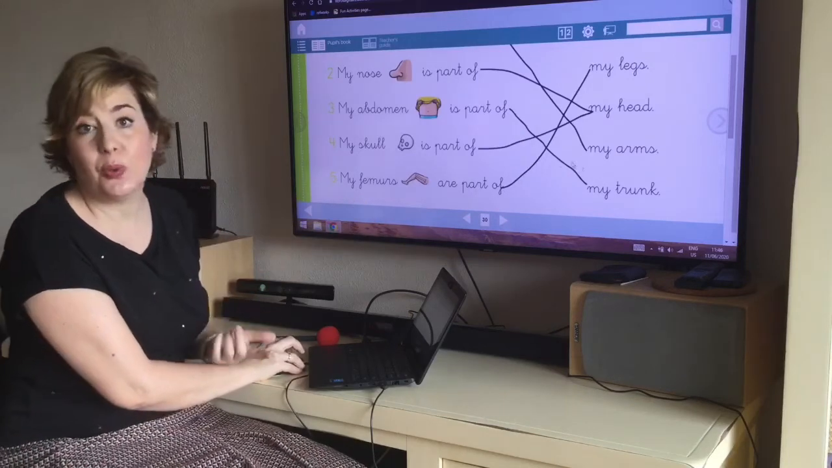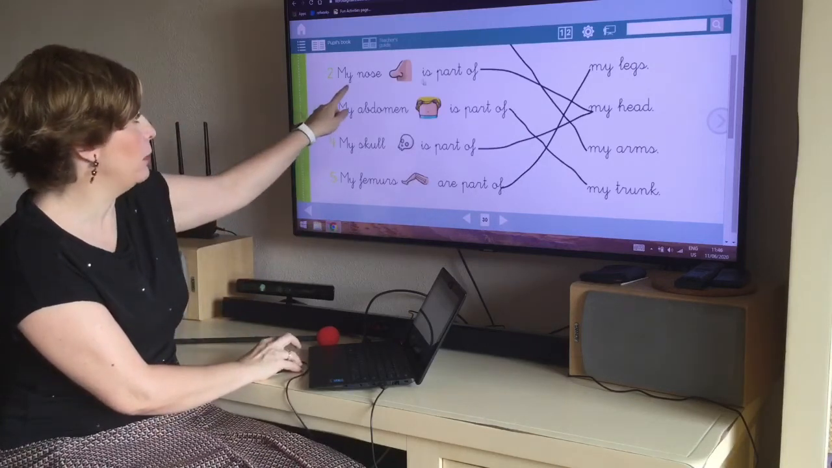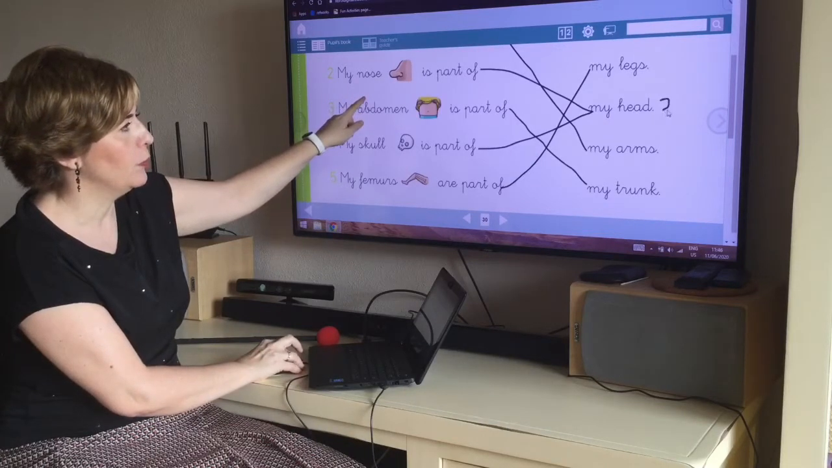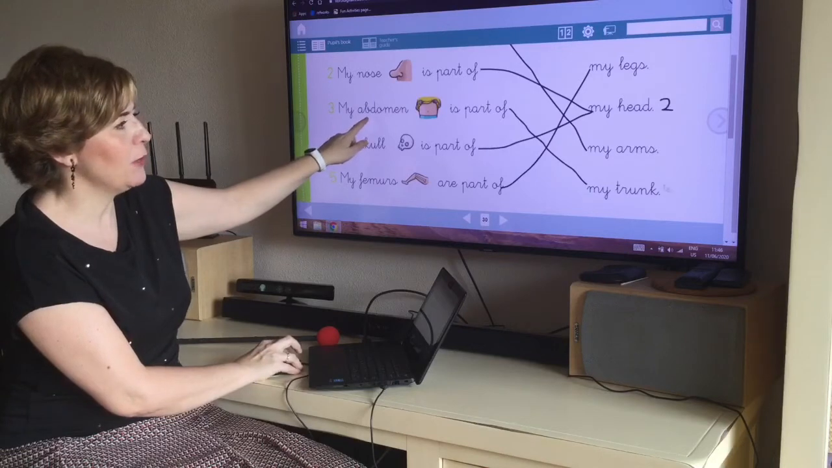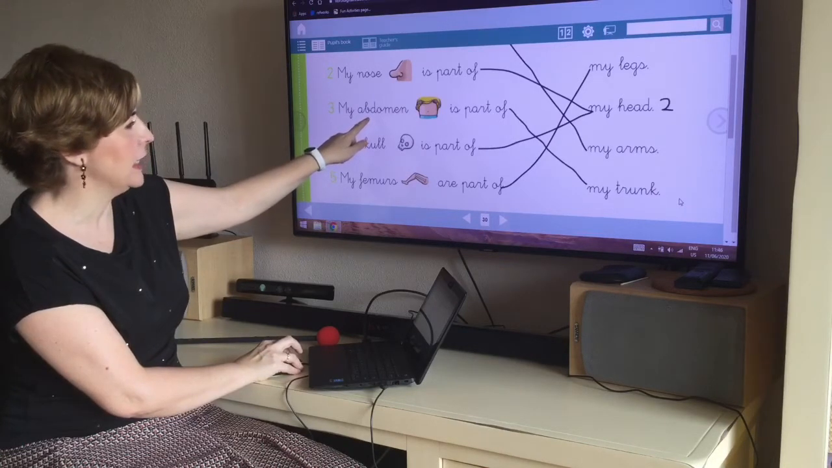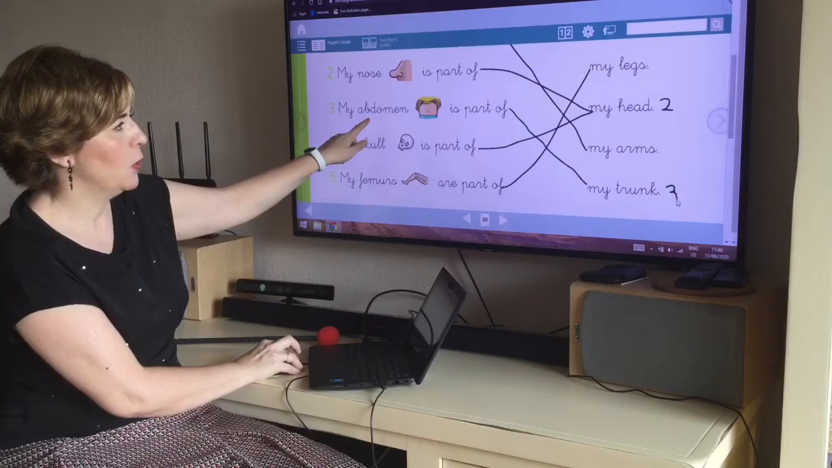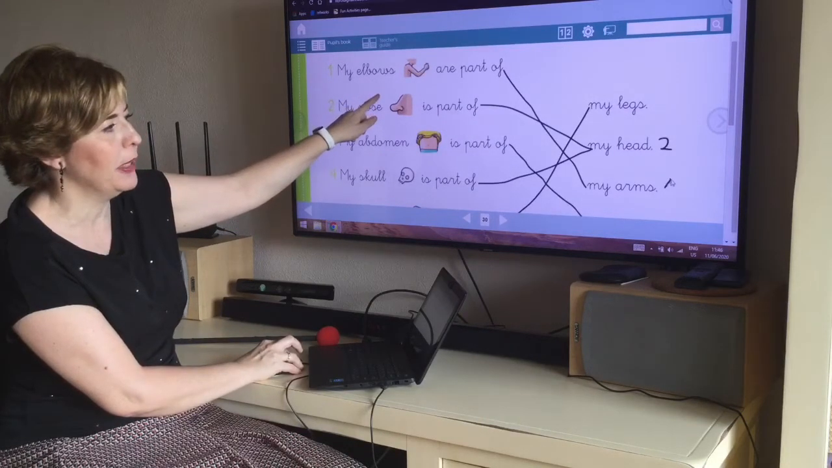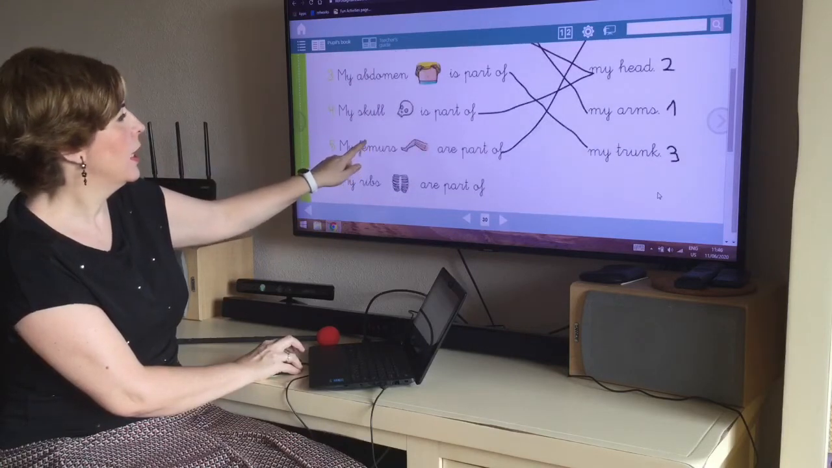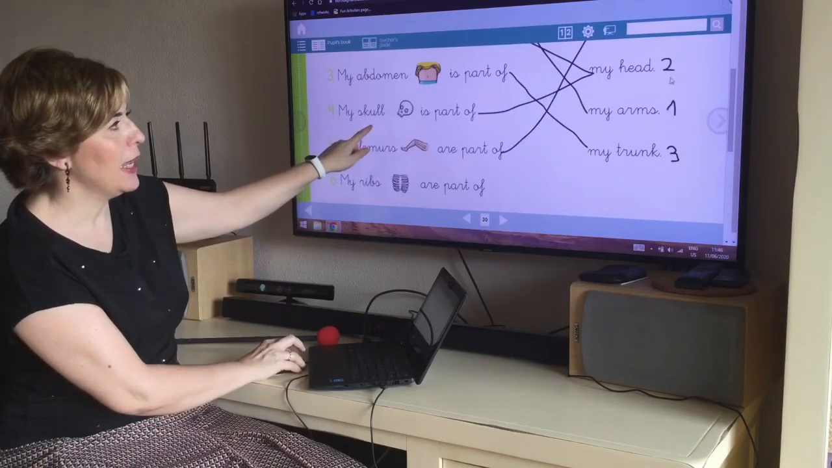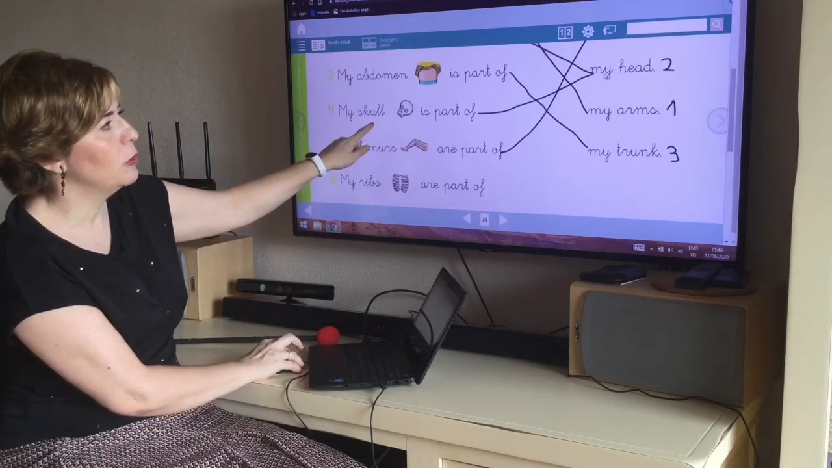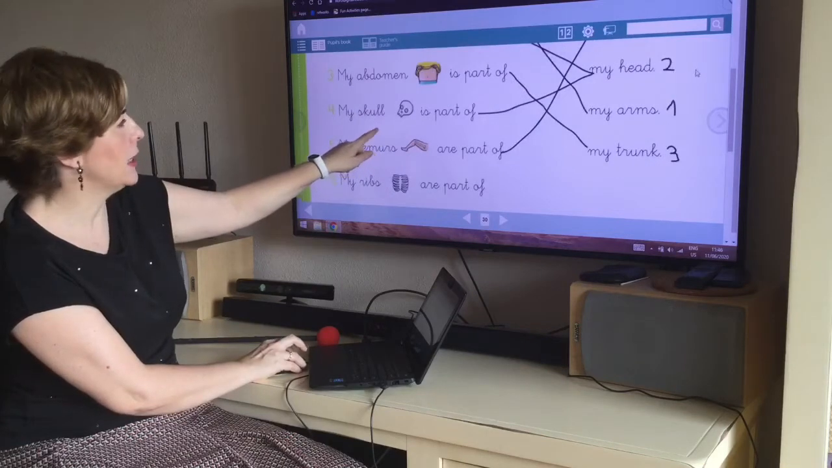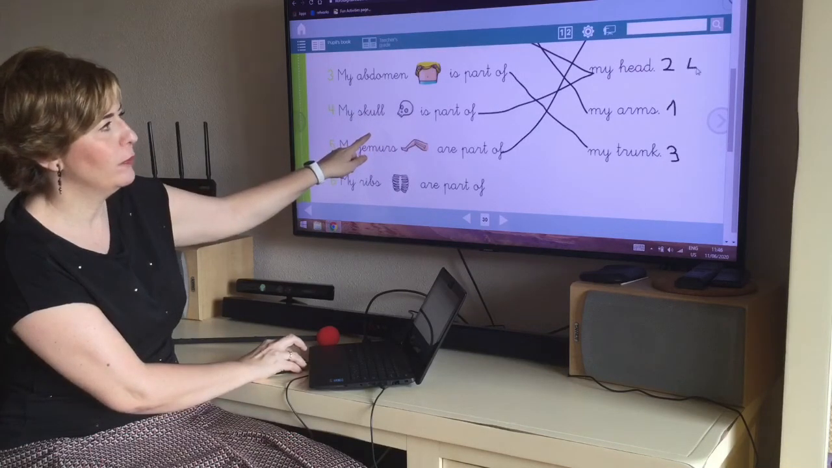You can also do it with numbers. For example, my nose is part of my head. So here you write number 2. My abdomen is part of my trunk. So here you write number 3. There's one that I missed, which is my elbows are part of my arms. That would be number 1. My skull is part of my head. So here we will write head number 2, which is nose, and skull, which is 4.